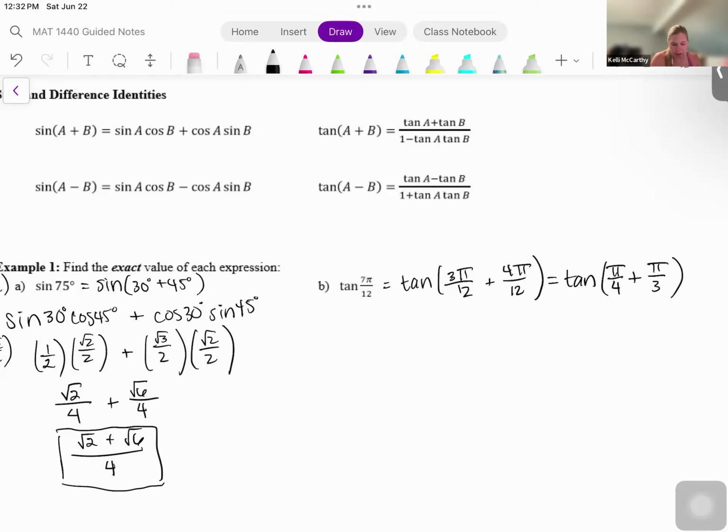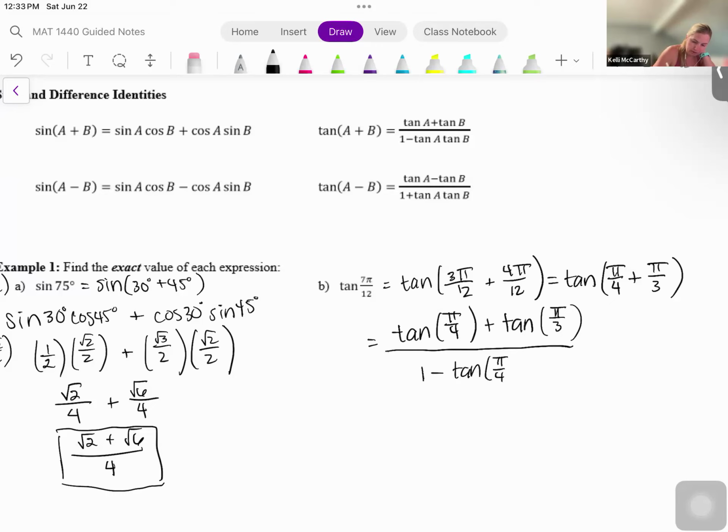Looking above, the sum formula for tangent is tangent of A plus tangent of B, divided by 1 minus tangent A tangent B. So again, we have our A and our B, pi over 4 and pi over 3 respectively. So this is going to be tangent of pi over 4 plus tangent of pi over 3, divided by 1 minus tangent pi over 4 times tangent of pi over 3.